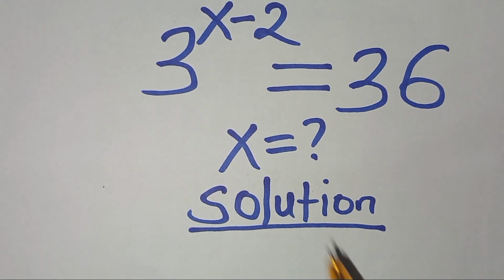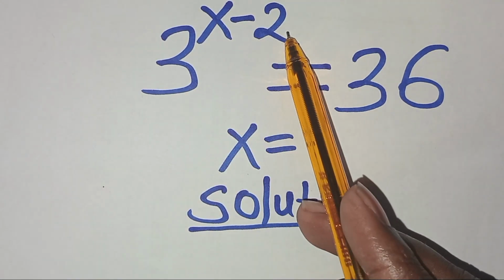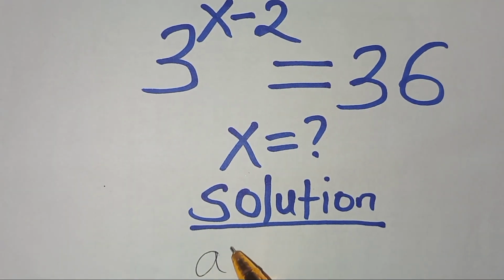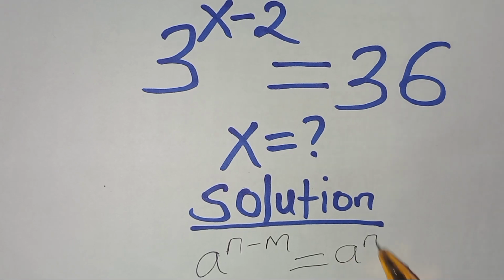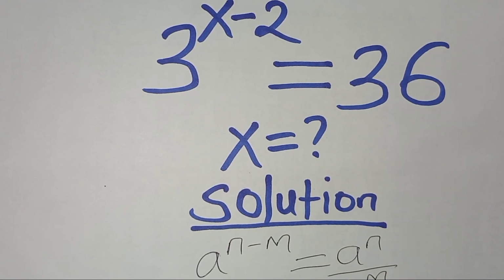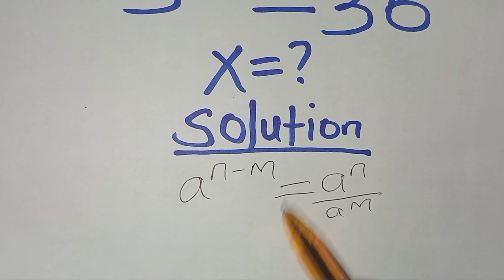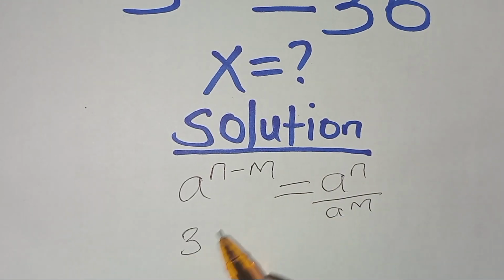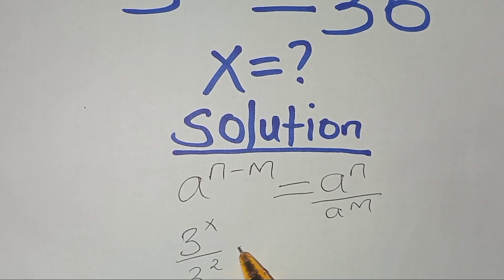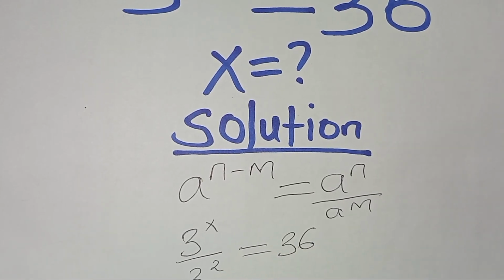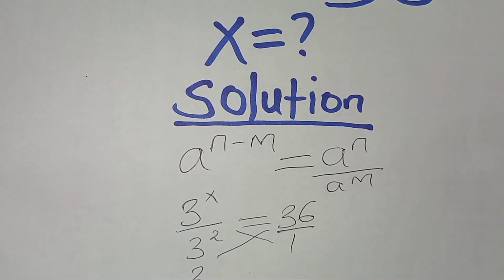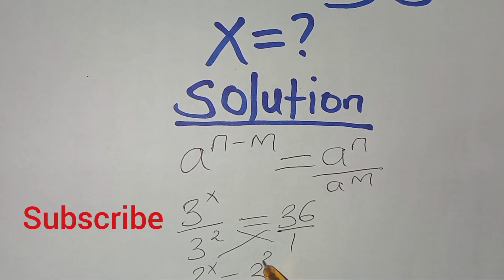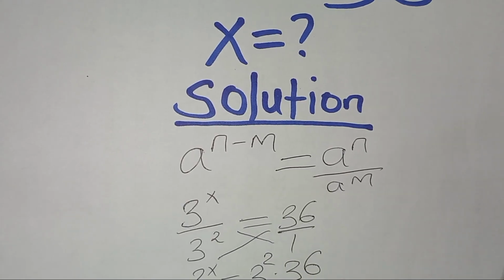Now for the solution, we have 3 to the power x minus 2. This is in the form of a to the power n minus m, which we can express as a to the power n divided by a to the power m. Applying this exponent property, we'll have 3 to the power x divided by 3 to the power 2, equal to 36. Now 36 is a whole number, so let's cross multiply. We'll have 3 to the power x equal to 3 to the power 2 times 36.